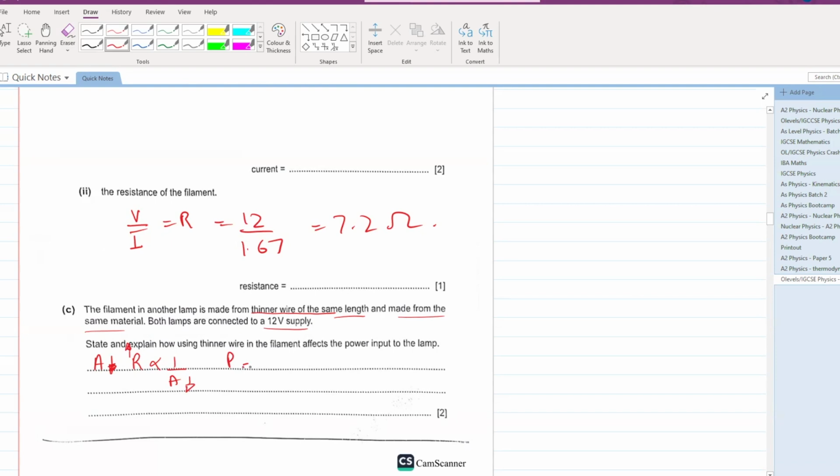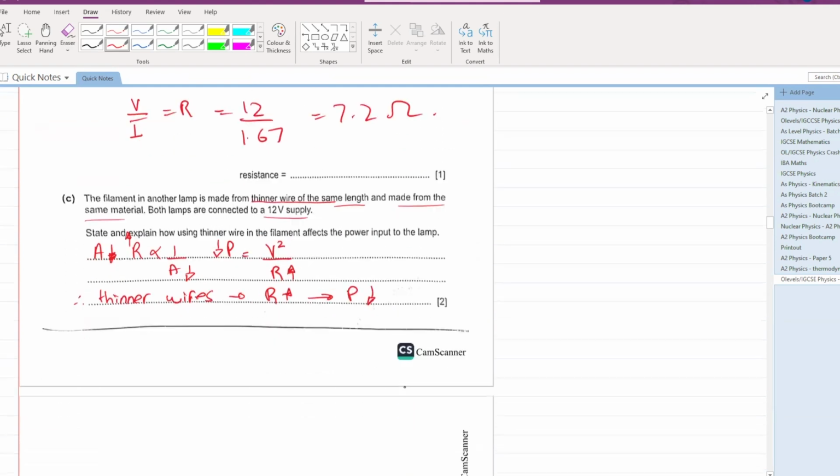If your resistance increases, what is the formula of power? Power is equal to V squared over R. If your resistance increases, power will become less. So you will say thinner wires lead to a greater resistance, and a greater resistance leads to a lesser power. Simple. Let's further move ahead.